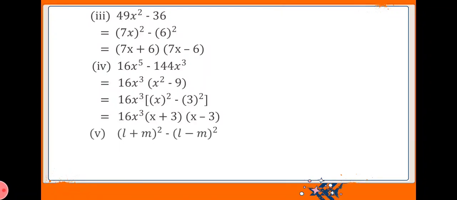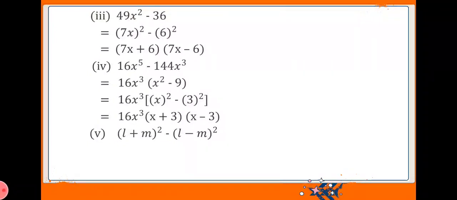Question number 5: l plus m whole square minus l minus m whole square. Again here it is a difference of squares. The first term is already made up of two other terms, and similarly the second term is made up of two other terms. So no need to worry about that.